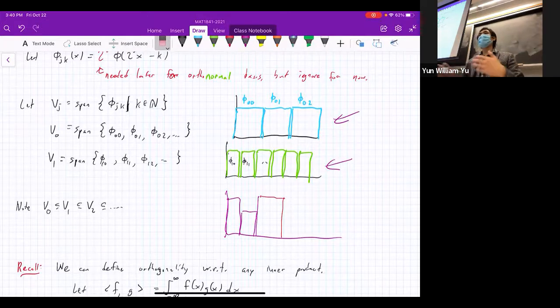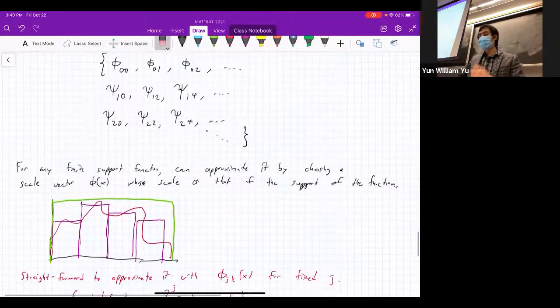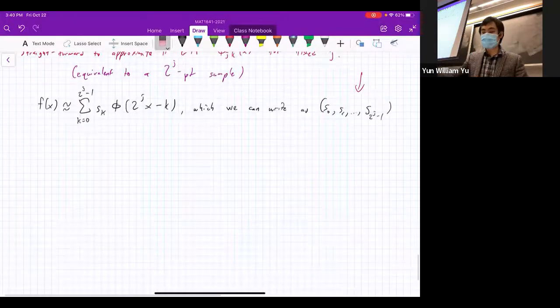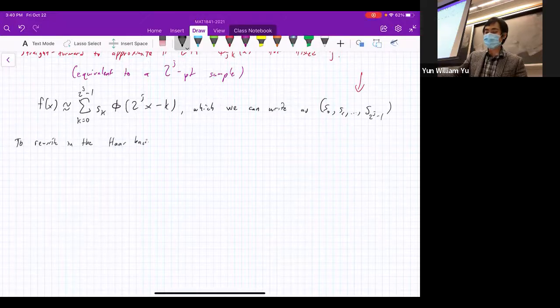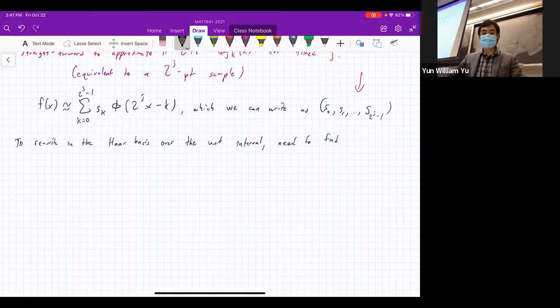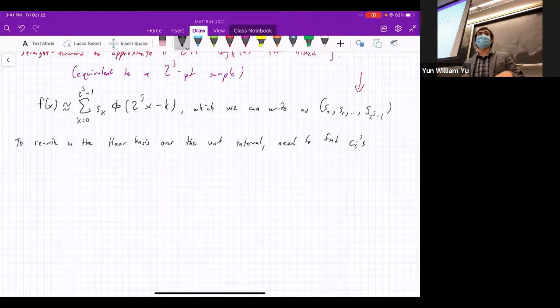But of course, that isn't the basis that we want. What we want to do is convert all this over into our wavelet basis. And so to rewrite this, we rewrite in the Haar basis, let's say over the unit interval, just because we're rescaling everything anyway. We need to find the c's. So this is just a change of basis. That's all this is.